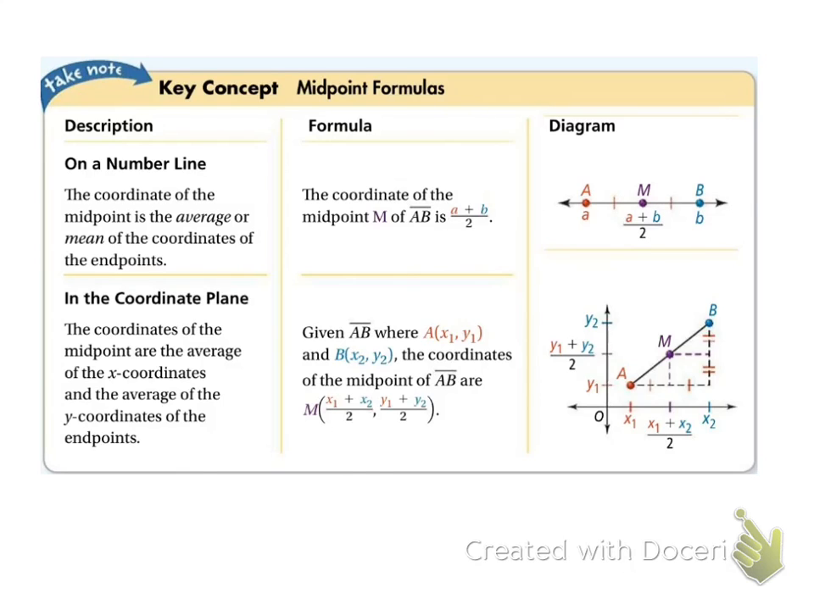When we are working on a coordinate plane, we have one point, which is x1, y1. That's point A. And then we have our second point, B, x2, y2. And then our formula is an ordered pair. We get the x value by adding our x coordinates together and dividing by 2. And we get our y coordinate by adding our y coordinates together and dividing by 2.